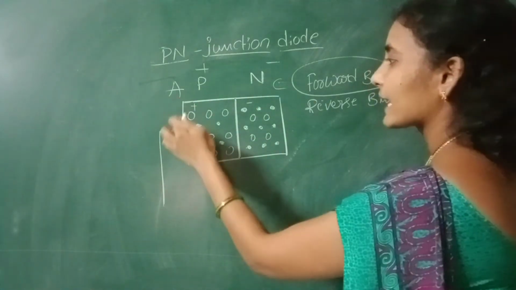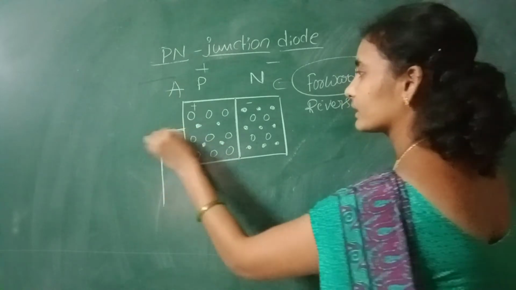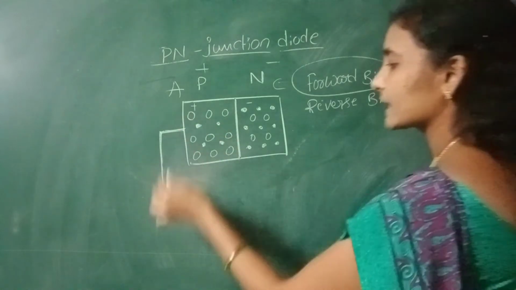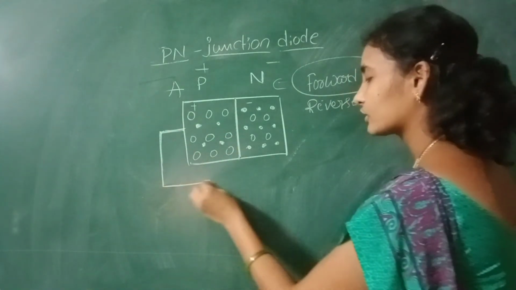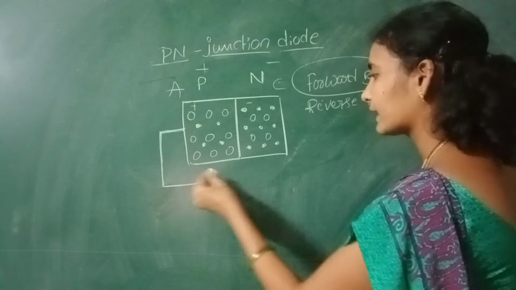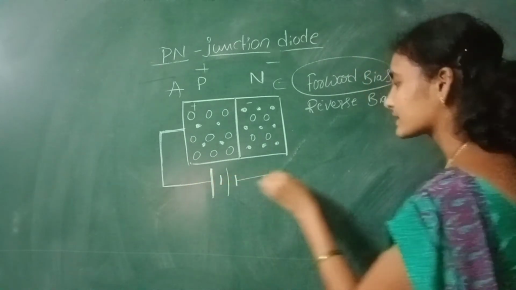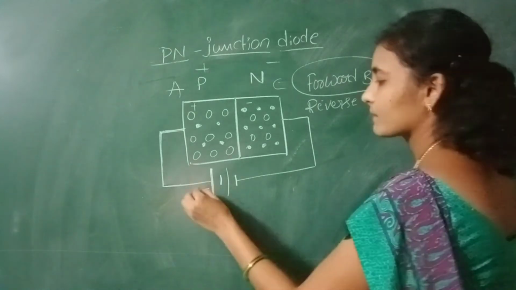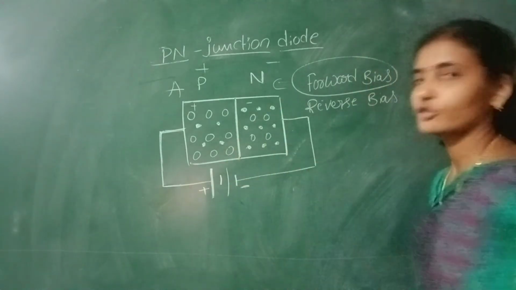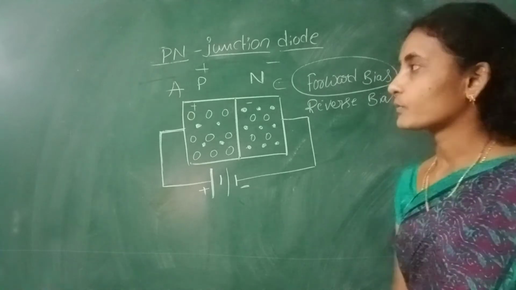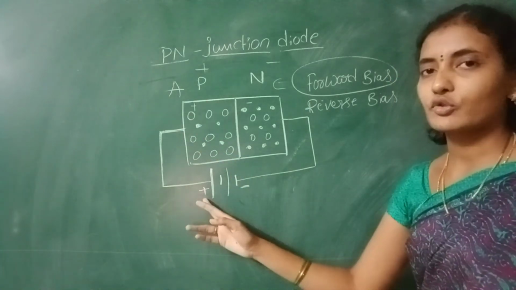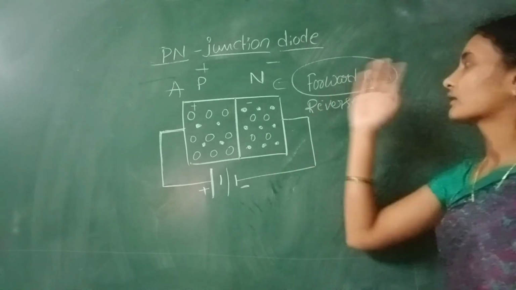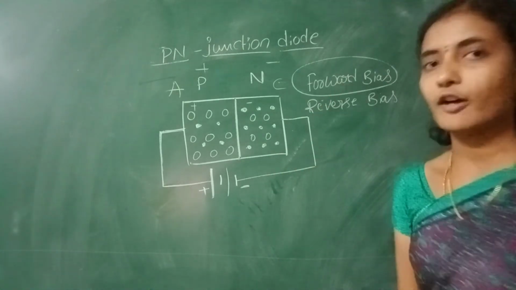Now the external battery is connected to the PN junction diode, such that the P region is connected to the battery positive terminal and the N region is connected to the battery negative terminal. This is the battery positive terminal, this is the battery negative terminal. This is called forward bias.